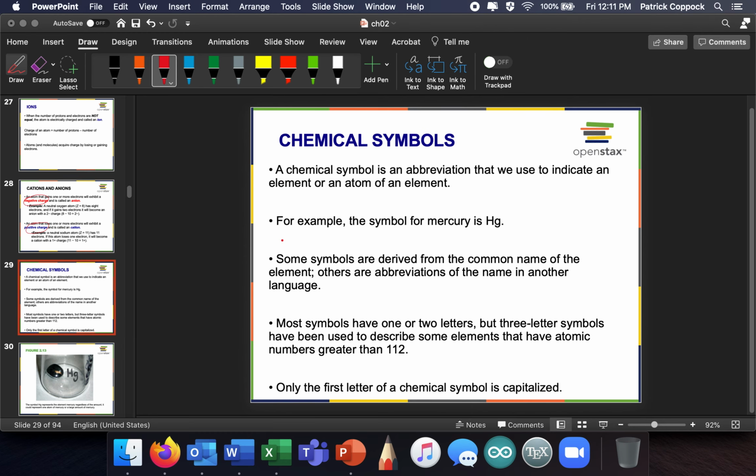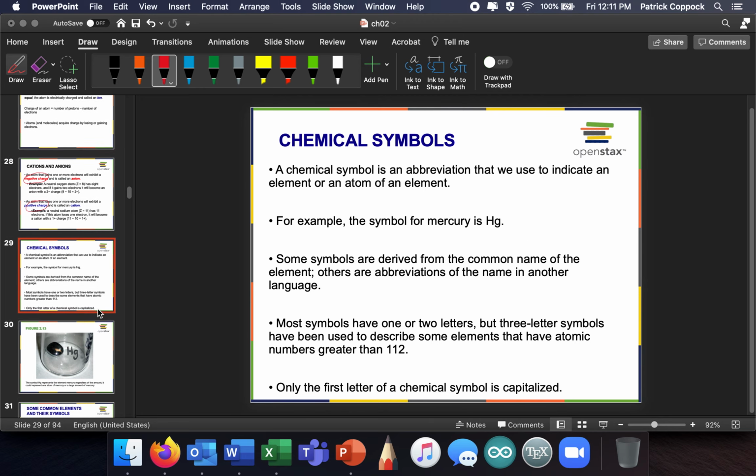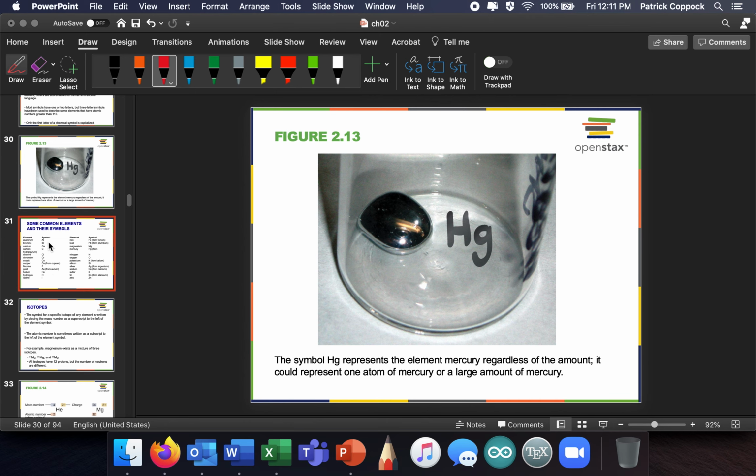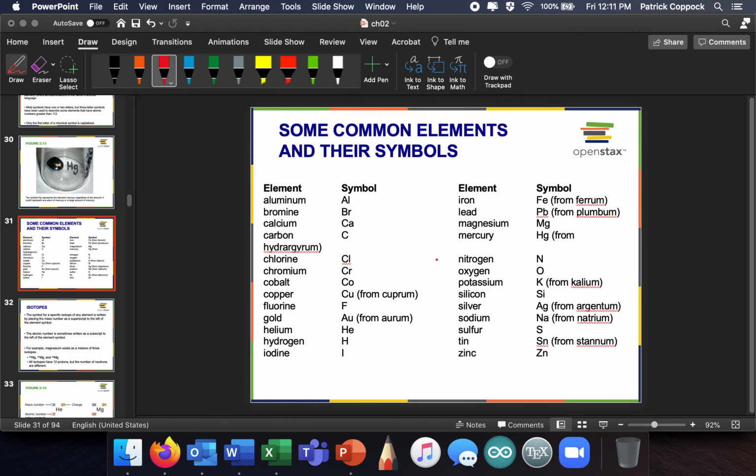Now, chemical symbols are abbreviations that we use to indicate we have an element, an atom or the element itself, right? For example, the symbol for mercury is Hg. So here's Hg, that's mercury. Now, we don't differentiate whether that is an atom or a bunch of atoms. Hg is simply the symbol for either an atom or for a bunch of atoms, right? That's nondescript.